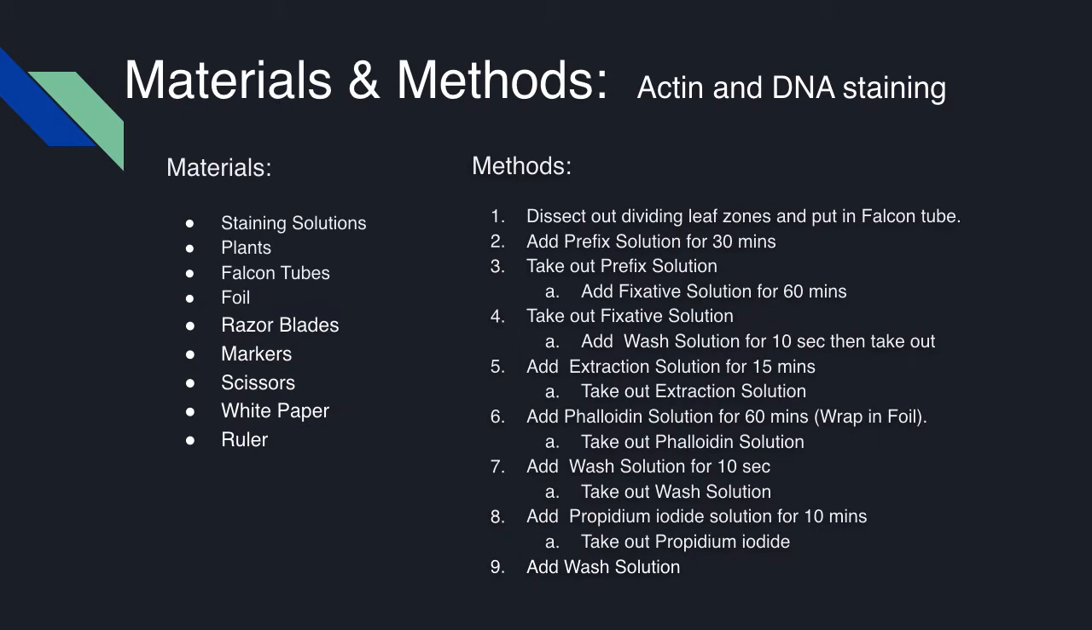The overall purpose of this lab was to stain the actin and the DNA. After phenotyping, the asymmetric and symmetric leaf zones were dissected out and placed into a 15 milliliter Falcon tube. 1 milliliter of prefix solution was added for 30 minutes to open the tissue and prepare it for fixation. The prefix solution is then taken out and 1 milliliter of fixative solution was added for 60 minutes to stop the opening and preserve the tissues.